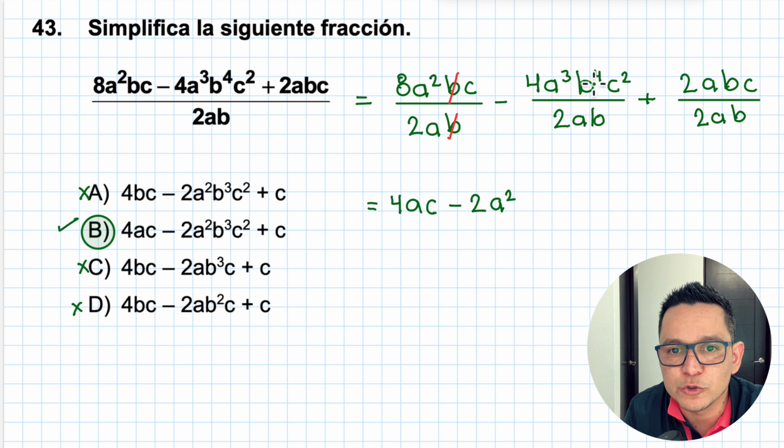Then we have b to the 4th divided by b. That leaves me with b cubed, and finally, this c squared. Well, I'm just going to move it over. Then it continues over here. We can also cancel some things.